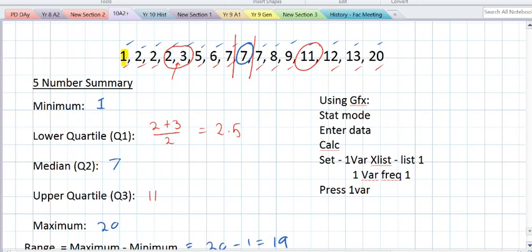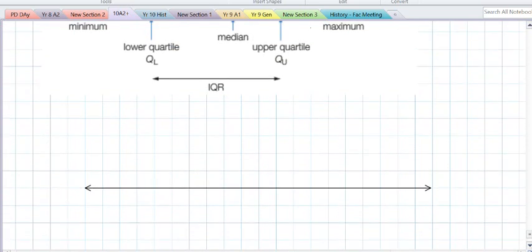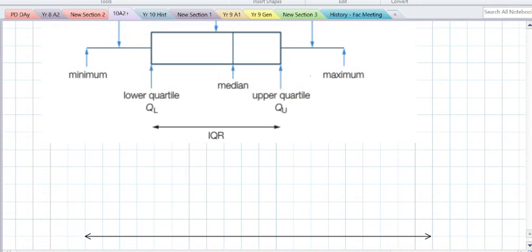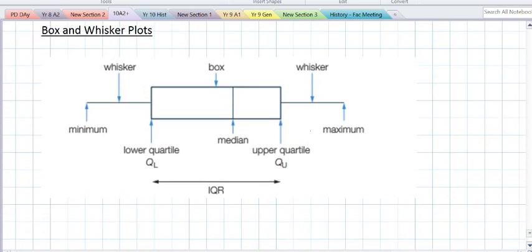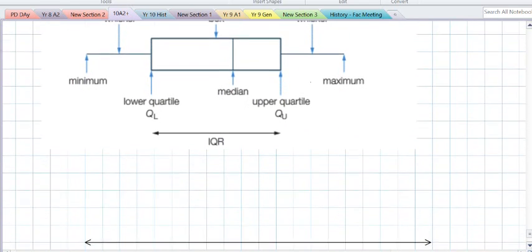It's because, you see, from the median up to 20, there's a gap of 13. And here, from the median down to 1, there's only a gap of 6. So the median's going to be more towards the left-hand side. So yes, I would like you to copy the box and whisker plot so you can have a complete example. But I need the scale, please, guys.